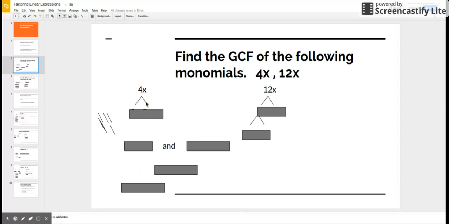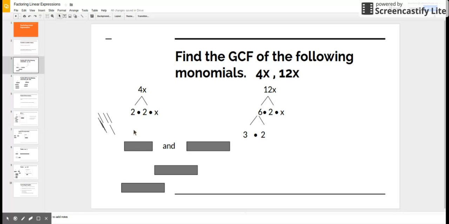I'm going to start with 4x, and how can 4x be broken down? Well, you can break it down as 2 times 2 times x. Now how can 12x be broken down? You can break it down to 6 times 2 times x. Is there anything else that can be broken down here? Yeah, the 6 can be broken down to 3 times 2.